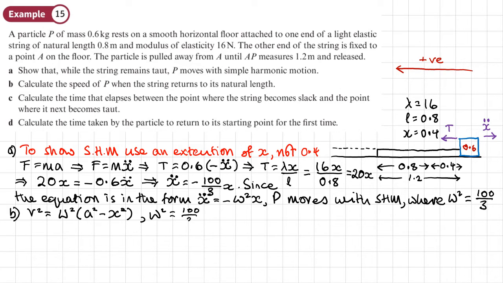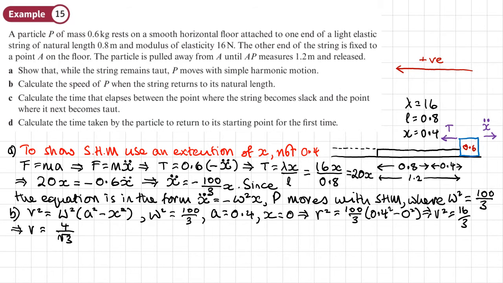The amplitude, well, I said from the introduction that the amplitude is always equal to the initial extension. So that is A is 0.4. And since we're finding the speed when it returns to its natural length, there is no extension. So x is 0. So we'll substitute those in.